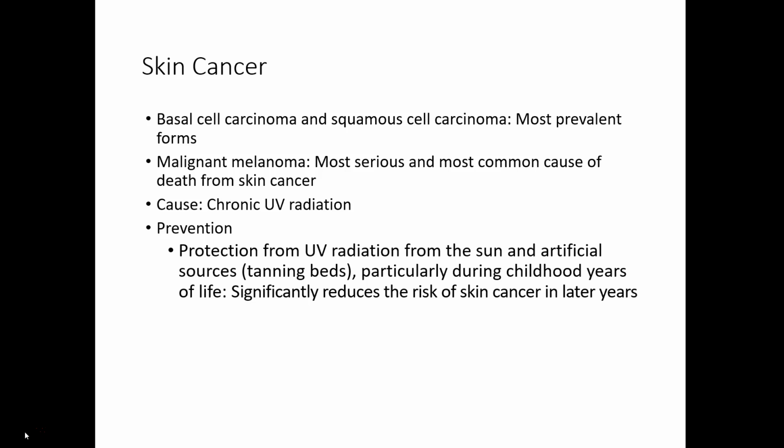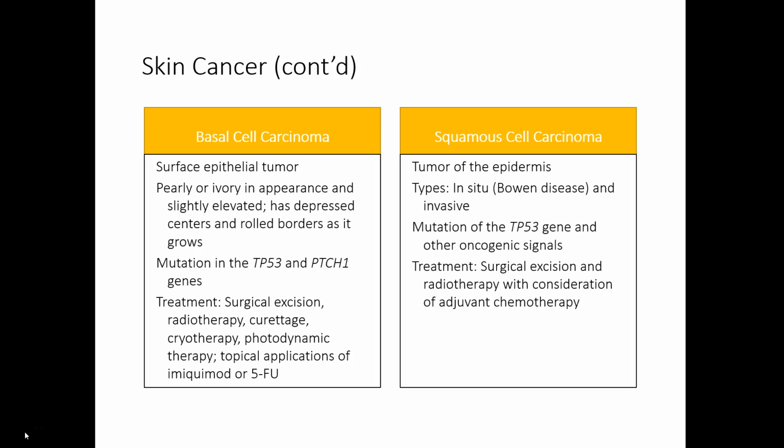If you protect from the UV radiation, particularly during those early periods of time, this has been known to statistically reduce the risk of skin cancer in later years. Basal cell carcinoma is a surface epithelial tumor, pearly or ivory in appearance, slightly elevated, with depressed centers and rolled borders as it grows. Whenever looking at a skin lesion, I like to use the concept of A, B, C, D.